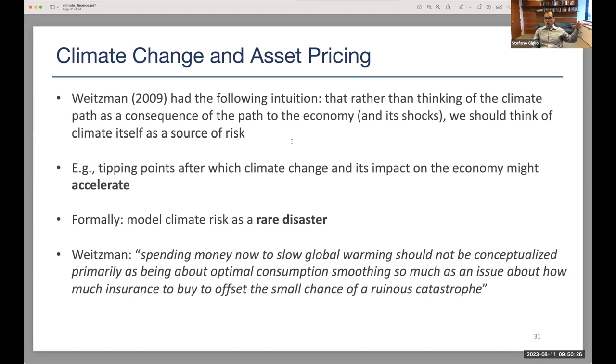The economy will slowly trend the temperature upwards, and then at some point we reach a critical point where everything will unravel, and we're going to have really bad damages, maybe real devastation in the economy. So formally, he was thinking of modeling this as a rare disaster.